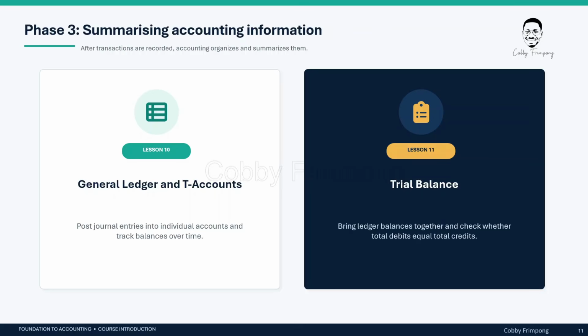Phase 3. Summarizing accounting information. Phase 3 is about summarizing accounting information. Lesson 10 explains the general ledger and T accounts, including how journal entries are posted into individual accounts and how balances accumulate over time. Lesson 11 explains the trial balance, why total debits should equal total credits, what errors it can detect, and why a balanced trial balance does not mean every entry is correct.